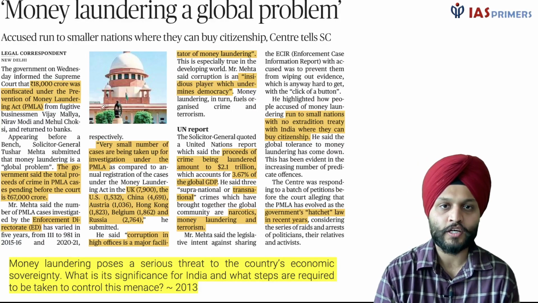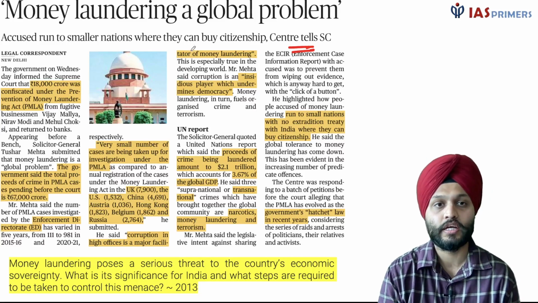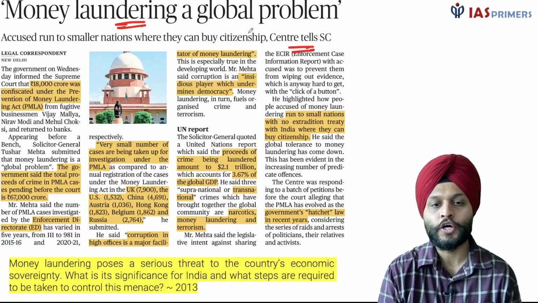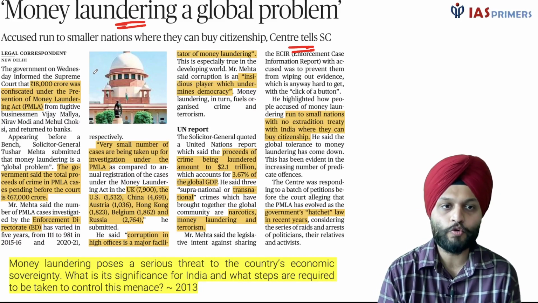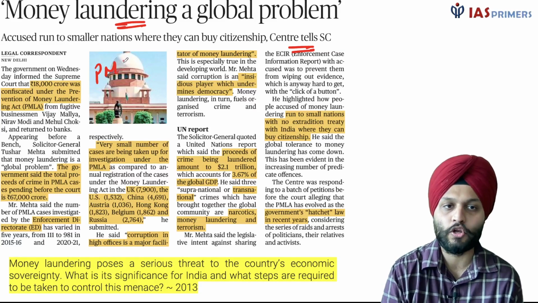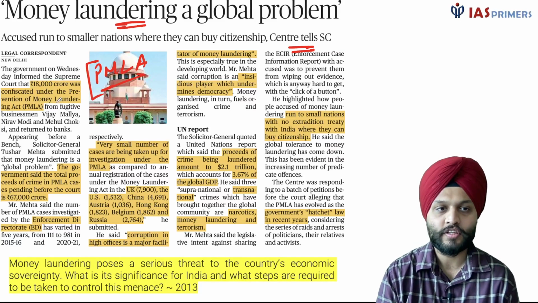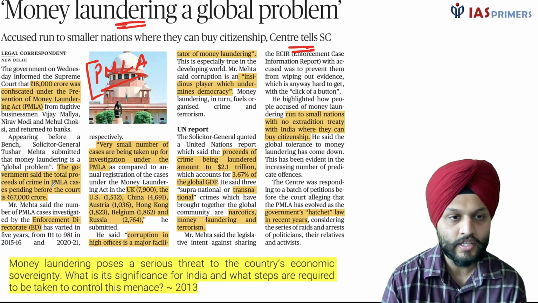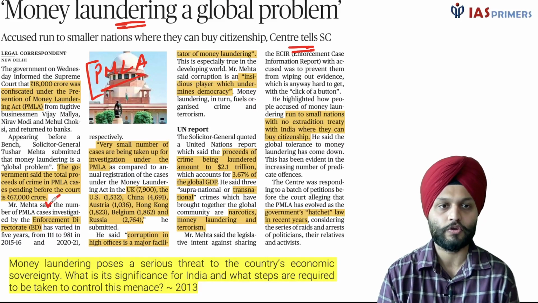There was another article also. A case is being heard at the Supreme Court with reference to money laundering. And the Centre has said that money laundering is a global problem. They have said that we have introduced a law known as the Prevention of Money Laundering Act. I think this is self-explanatory. They are saying that 18,000 crores have been confiscated. Then they are saying that there are cases pending worth rupees 67,000 crores.